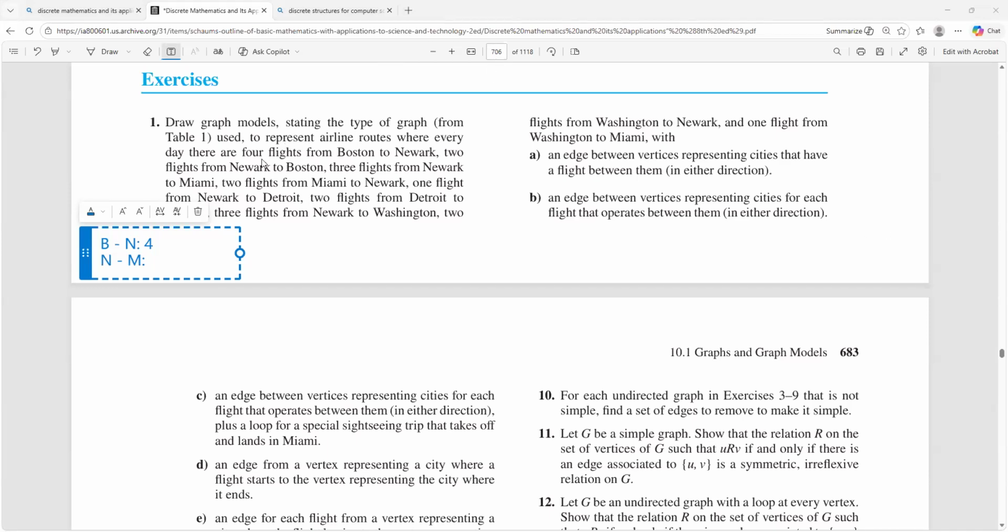Okay, four flights from Boston to New York, two flights from New York to Boston. Keep going. How many am I missing here? Oh God, this is on the wrong page. Five, three flights from New York to Miami. Damn it, I'm losing space.